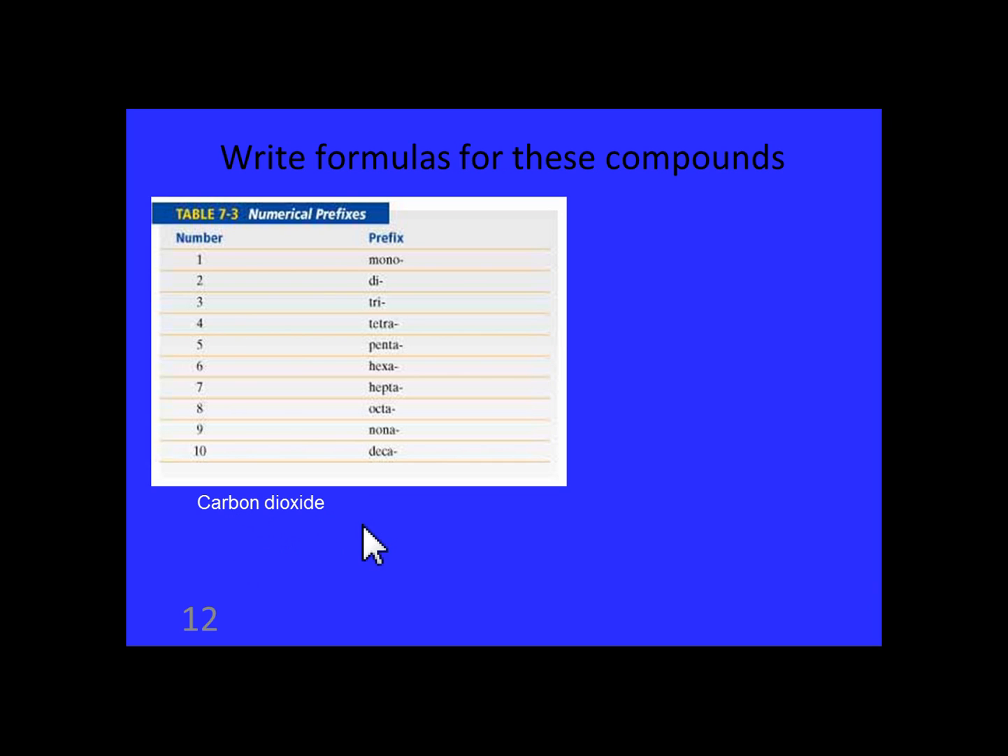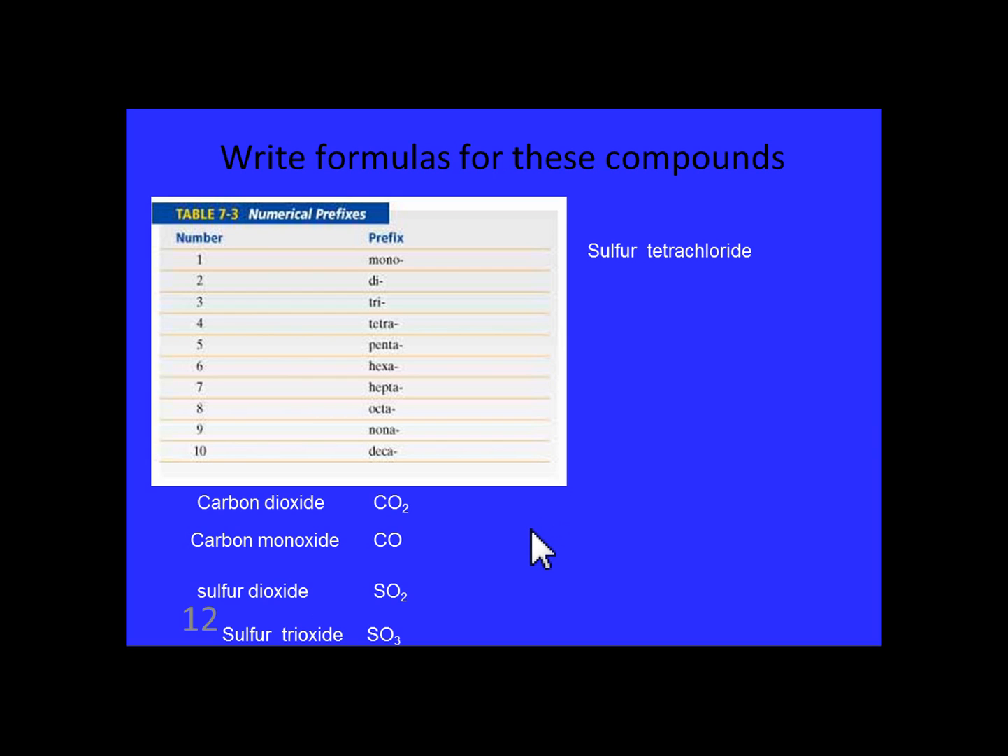So this is carbon dioxide. The formula is CO2. Carbon monoxide, the formula is CO. Sulfur dioxide, the formula is SO2. Sulfur trioxide is SO3. If I'm going too fast for you, just pause the video wherever you want while you figure out the answer, or use the PowerPoint that's online.